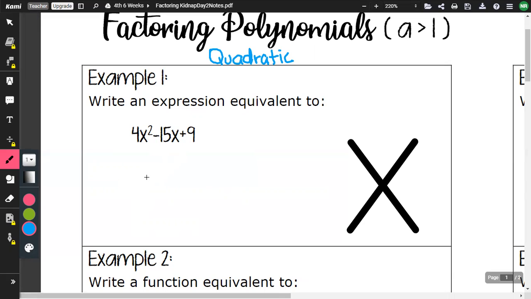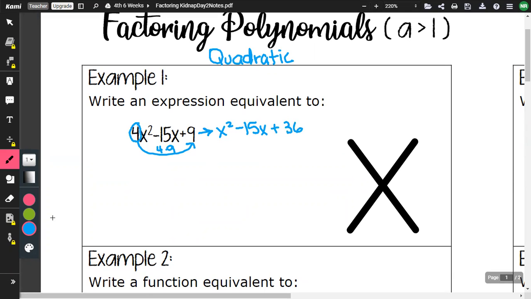Now you know that you're going to do Kidnap versus going straight to the diamond because of what? How do we know we have to use Kidnap in this one? Correct. There is a number in front of our squared term. So I'm going to take that number and throw it to the back of the van. And we are going to do what with it? Multiply. And when we multiply, it changes that equation to x squared minus 15x plus what?